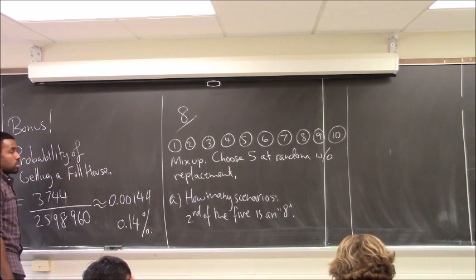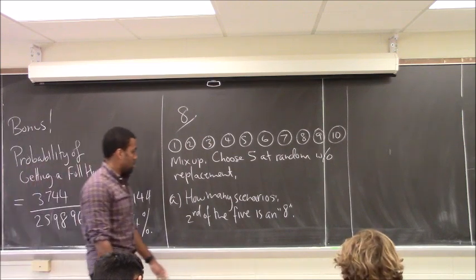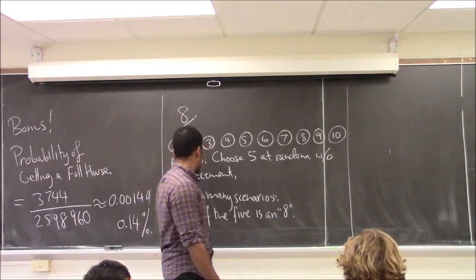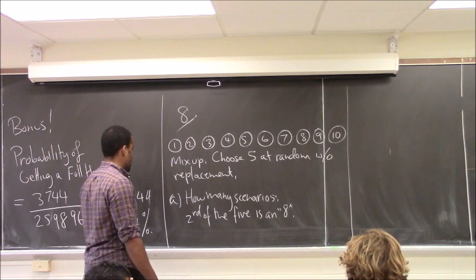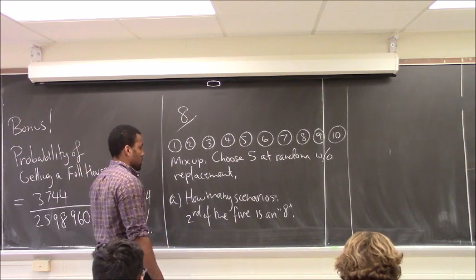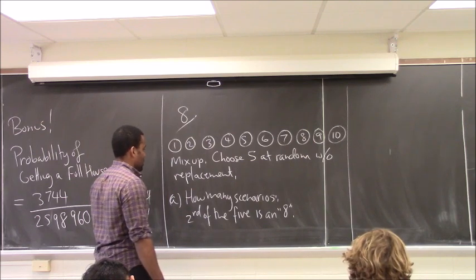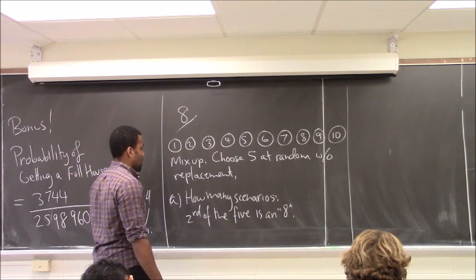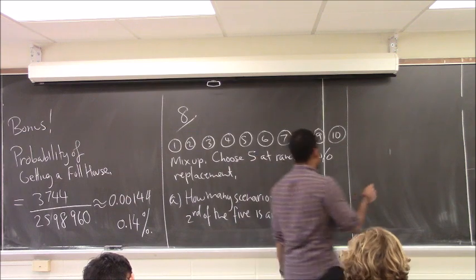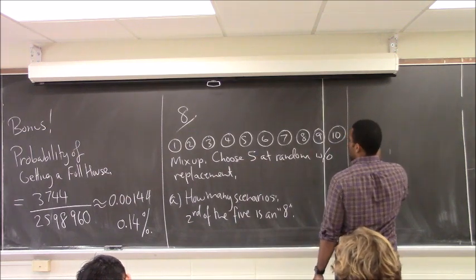Yeah. First, I would do the first step, which is trying the first ball. It's a 9 out of 10 chance that it's not an 8. And then the second step I would do, it's 1 out of 9 remaining balls you have left that could be an 8, and then multiply those together. Which is 1 out of 10.